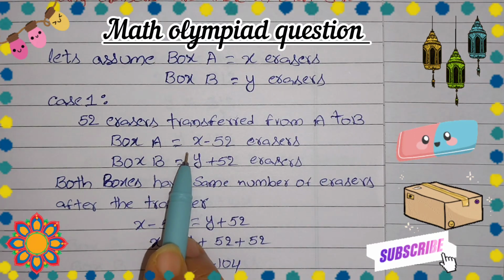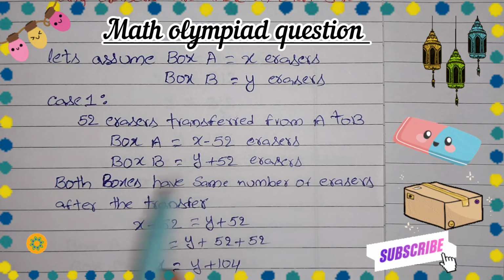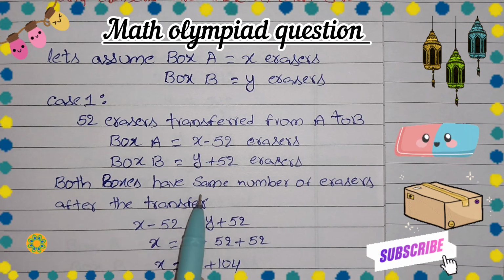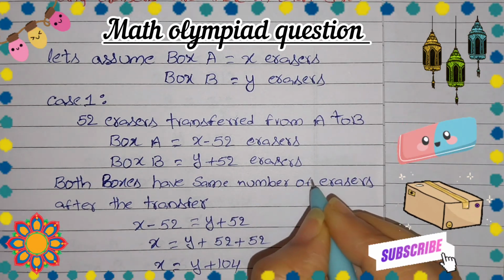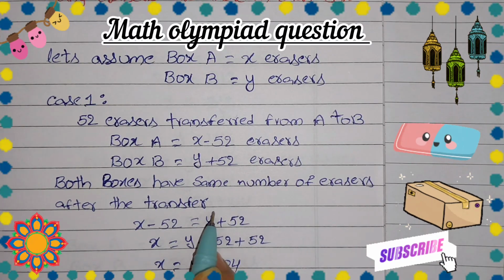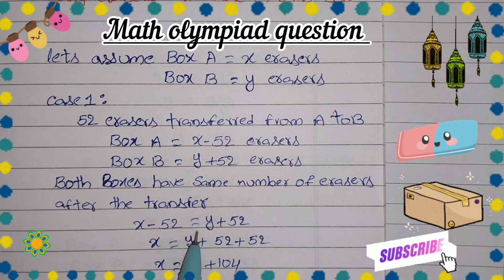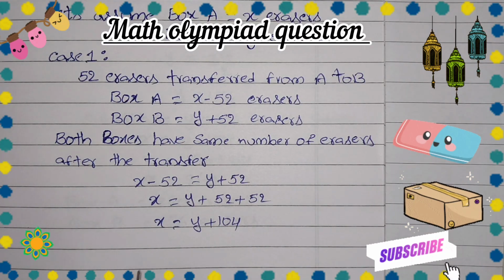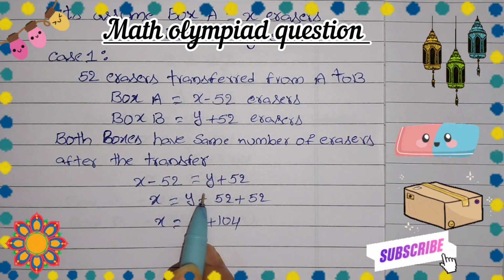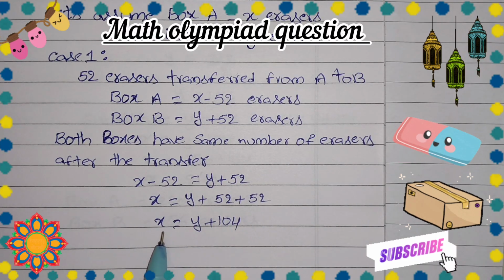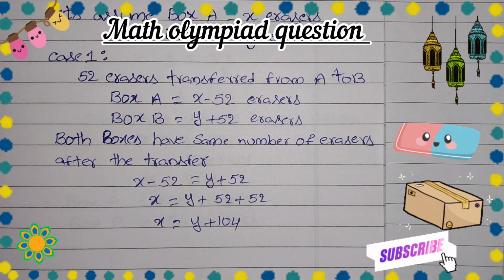Case 1. 52 erasers transferred from A to B. Box A equals X minus 52, because they transferred 52 erasers from A to B. Box B equals Y plus 52 erasers. Both boxes have the same number of erasers after the transfer. So X minus 52 equals Y plus 52. X equals Y plus 52 plus 52. X equals Y plus 104.